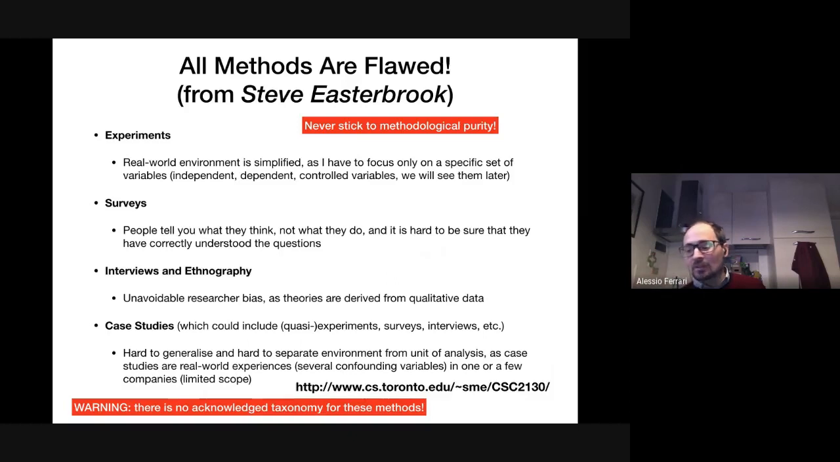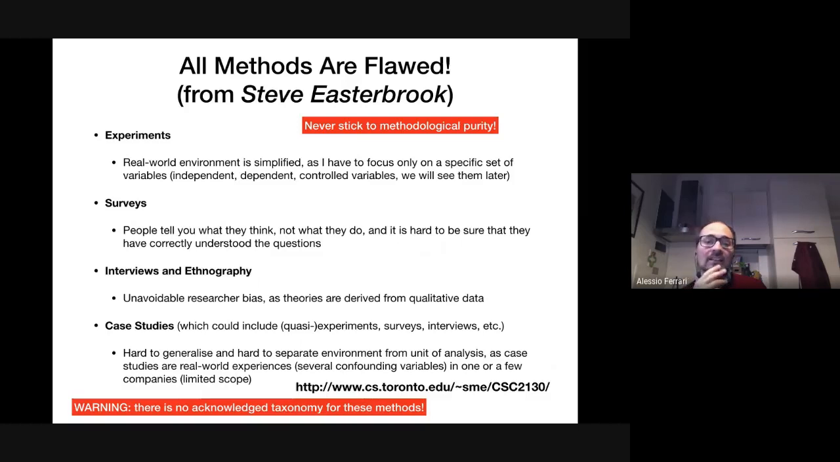If you think about going into a company and studying and deriving theories from observing, you unavoidably put yourself in the middle. So experiments may allow you to be objective, but if you interview, you are part of the problem, part of the solution. You intervene in the reality.